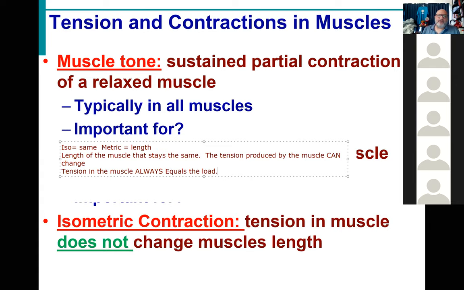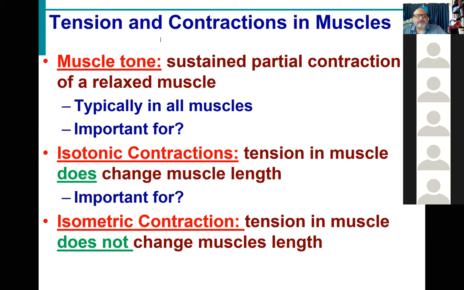So notice for both of these types of contractions, one part stays the same, one part changes. And the reason for this is the relationship of the force we're producing, the tension we're producing, to the load that we have to overcome. Now, let's go back and answer these two questions.